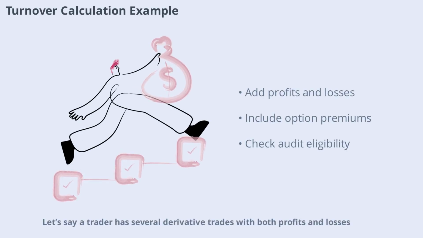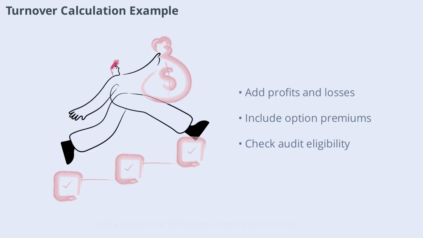Say a trader has several derivative trades with both profits and losses. To compute turnover, the trader adds up all favorable and unfavorable differences, includes any premiums received from selling options, and accounts for differences from reverse trades. This total determines whether a tax audit is required and if the presumptive taxation scheme can be used.